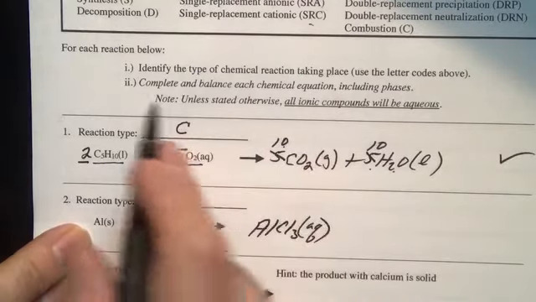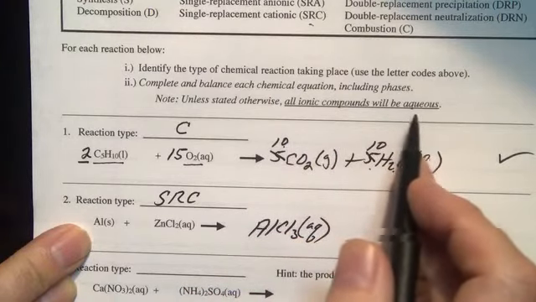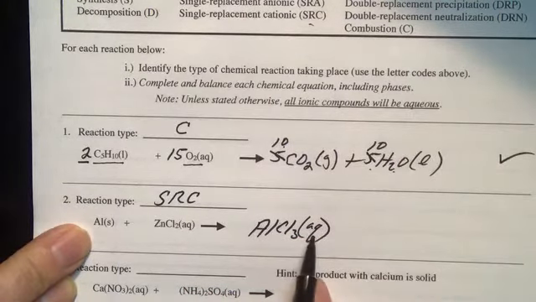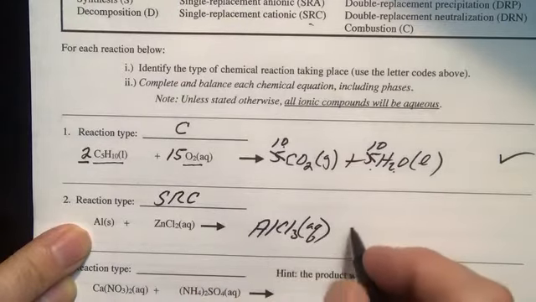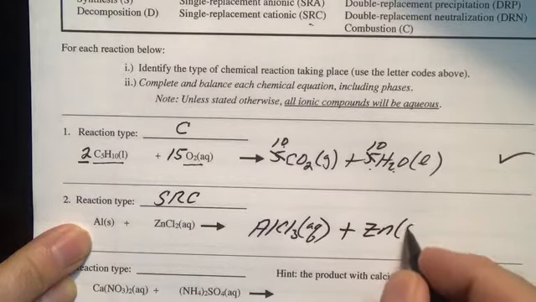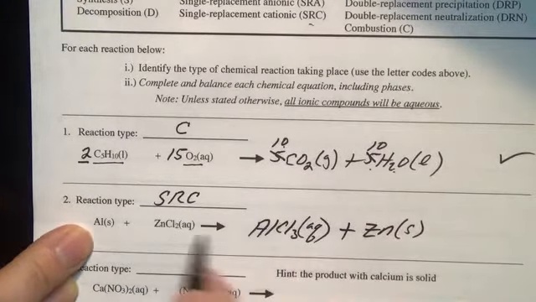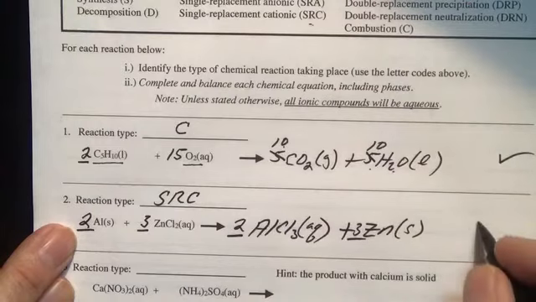Now notice the note up here. Unless stated otherwise, all ionic compounds will be aqueous. So aqueous. And then zinc will be by itself. Zinc is a metal, so it's a solid. To balance the reaction, we have 2 chlorines here, 3 chlorines here. So think least common multiple, which would be 6. So this would be a 3, and this would be a 2. So to balance the aluminums, to balance the zincs, and that would be it.